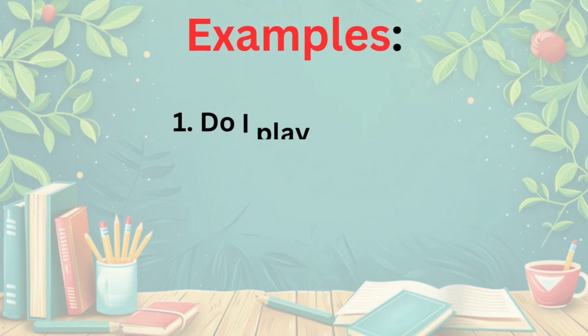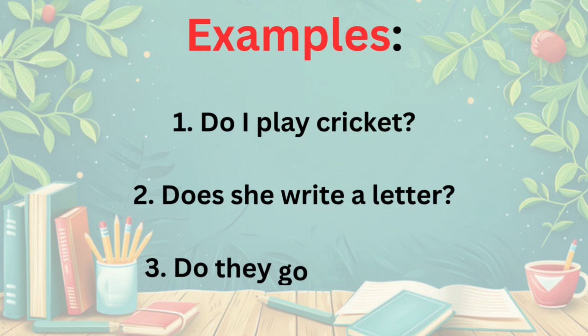Let's see the examples of interrogative sentences. 1. Do I play cricket? In this sentence we have used do because the subject is I, as it is explained already that with I, we always use do. 2. Does she write a letter? In this sentence we have used does because subject is she, which is singular subject. 3. Do they go to school? In this sentence we have used do because subject is they, which is plural subject.